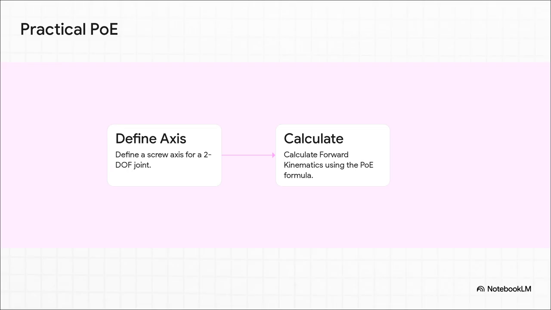Then, step 2 is calculating the forward kinematics using that PoE formula we just talked about. By systematically multiplying the matrix exponentials of those screw axes, you effortlessly find exactly where the very tip of the robot arm is sitting in 3D space.